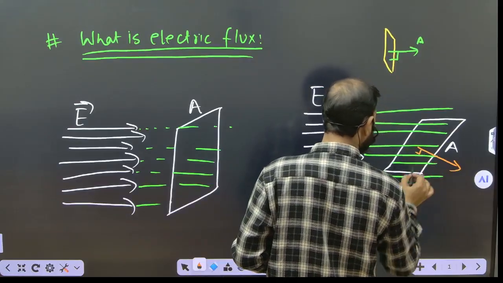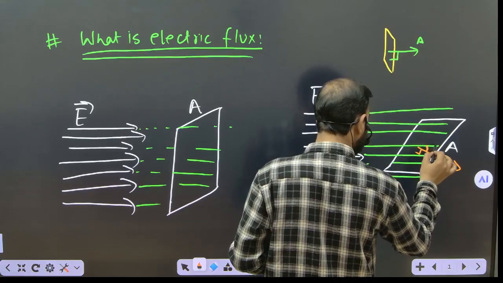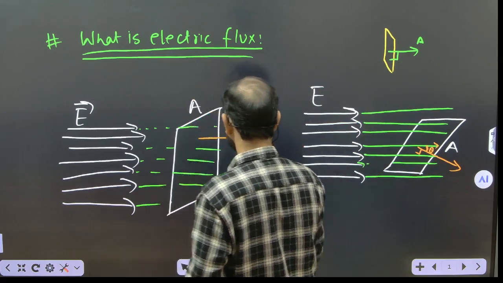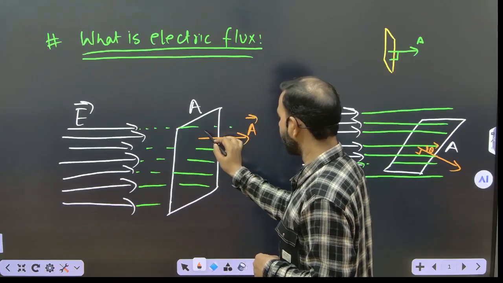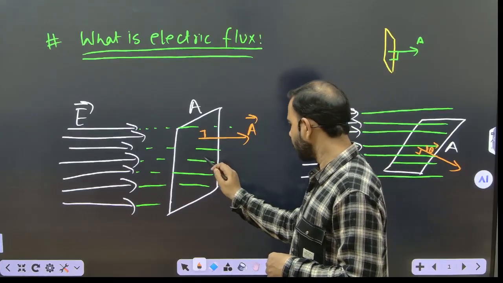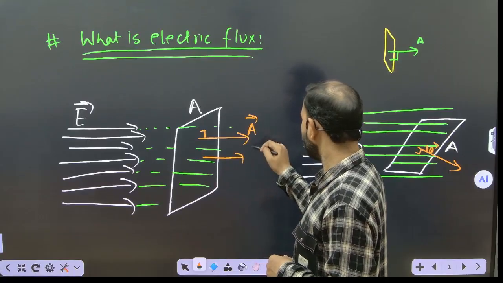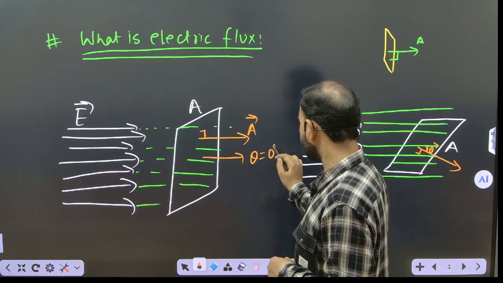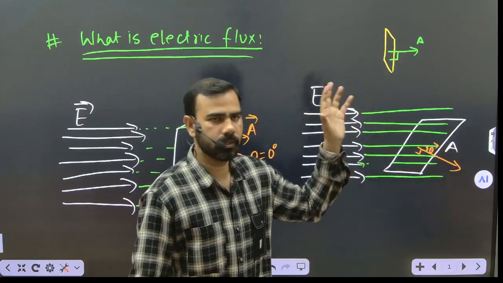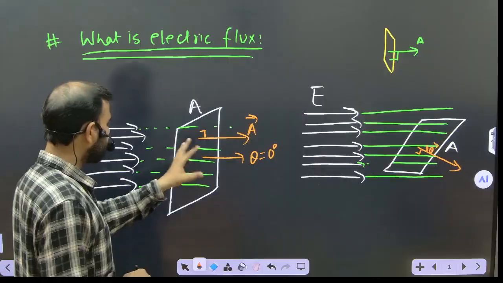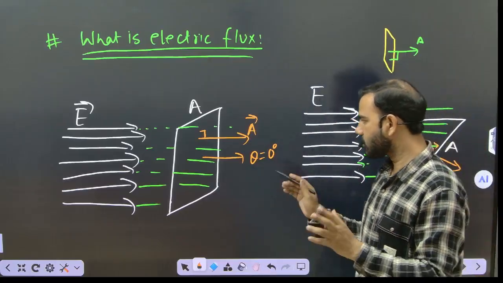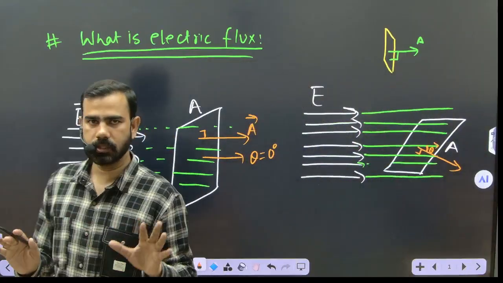The angle between the area vector and the electric field is theta. Here the area vector is like that, perpendicular to the surface, but the direction of the electric field is parallel to the area vector. So here theta is 0, and here theta is some 30 degrees, 40 degrees, something else. So the angle between E and the area vector is different, and all the other things are the same.